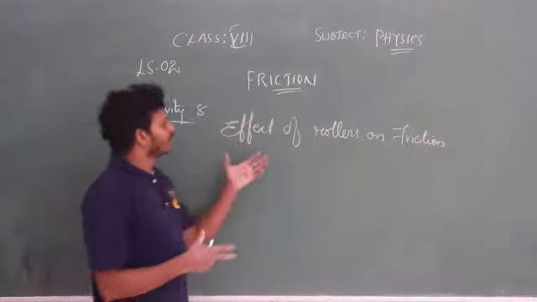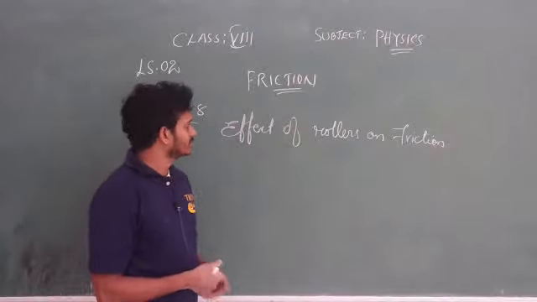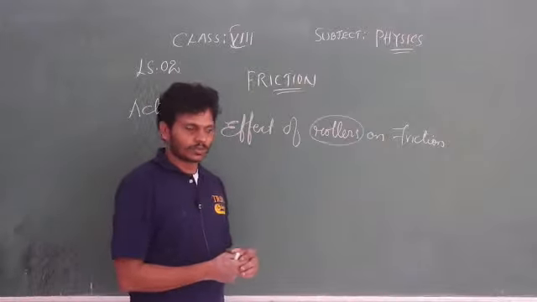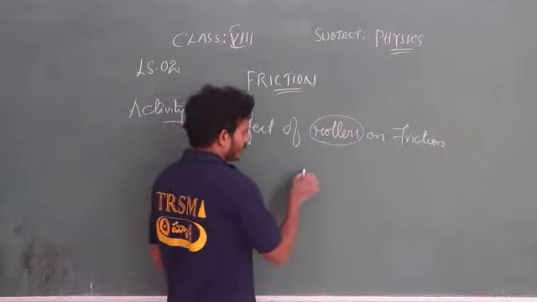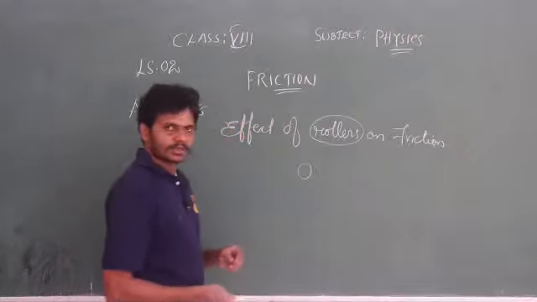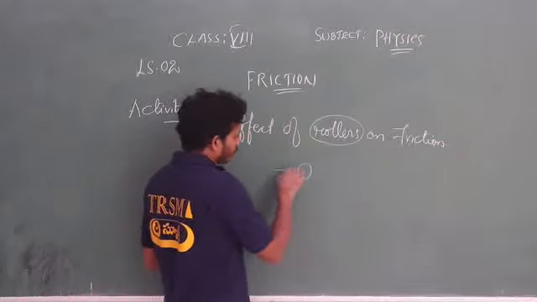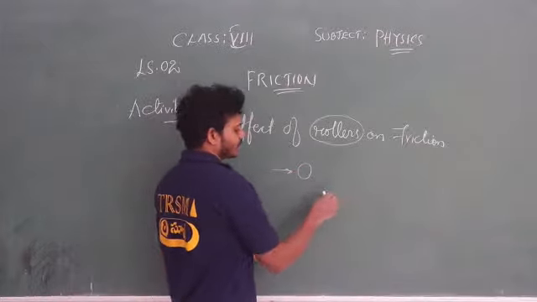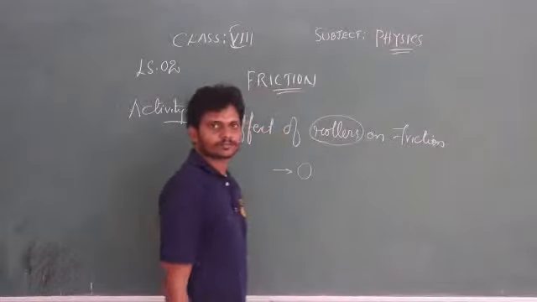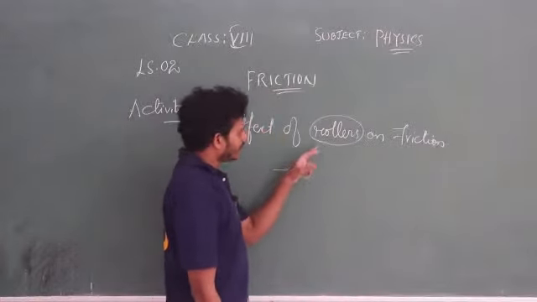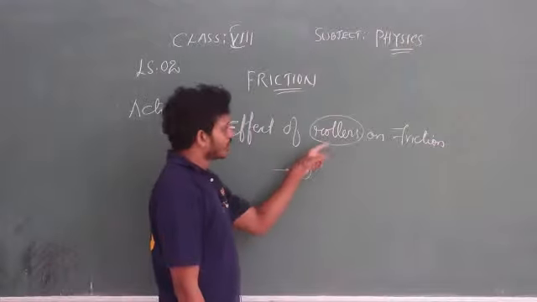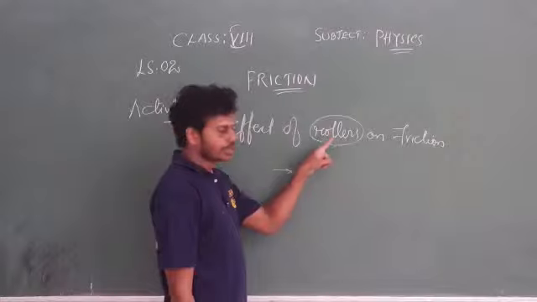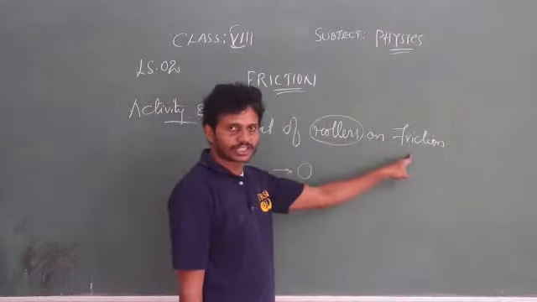So what do you mean by this effect of rollers on friction? What do you mean by rollers here? Which rolls? For example, a marble. When you push this marble, what happens? How does it move from place to place? It covers distance by rolling. Do these rollers show any effect on friction?